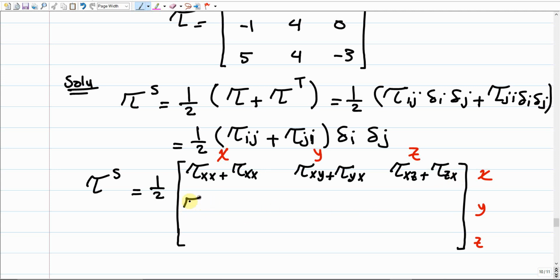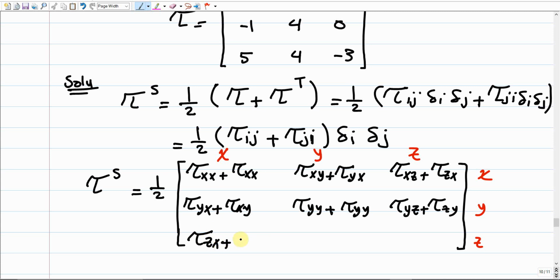So here we're gonna have the tau yx plus the tau xy, and tau yy plus the tau yy. Here we're gonna end up with the tau yz plus the tau zy, and here we're gonna have the tau zx plus the tau xz, and here we're gonna have the tau yz plus the tau zy, and here we're gonna have the tau zz plus the tau zz.